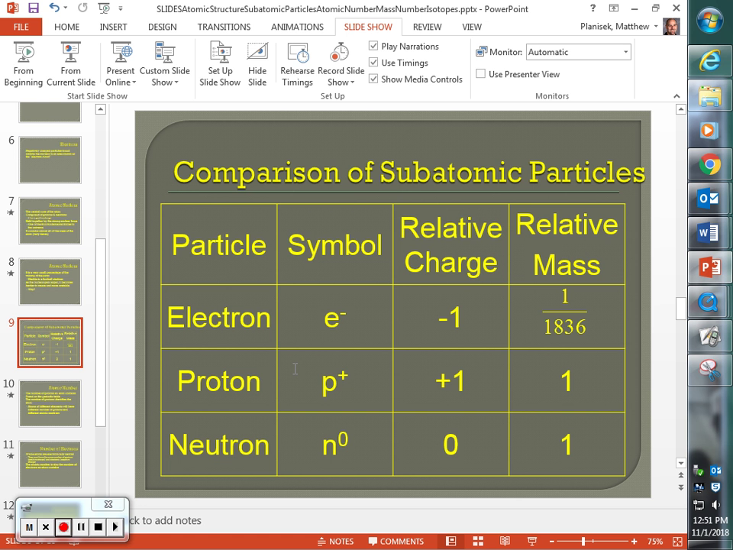Go ahead. For the relative mass in the electron, is it always going to be the proton over the numerator?